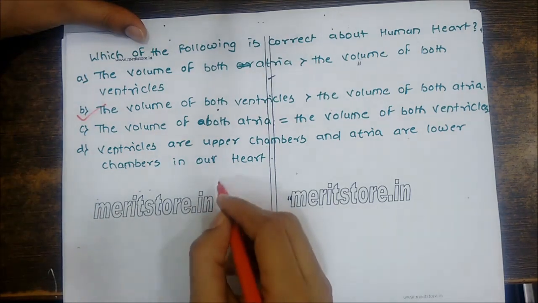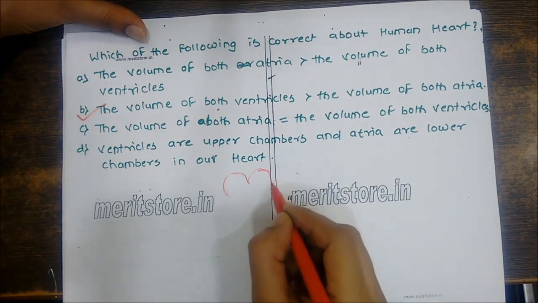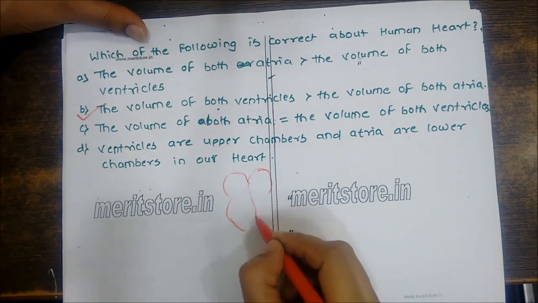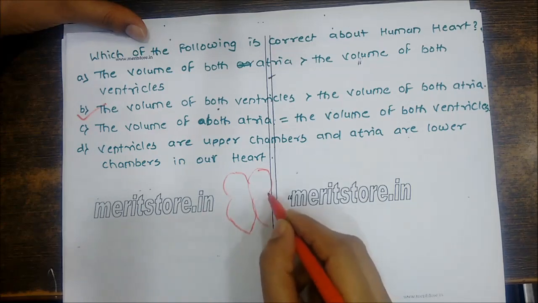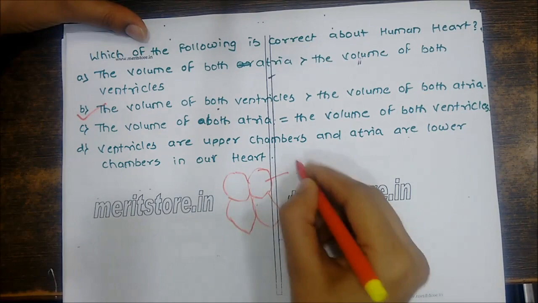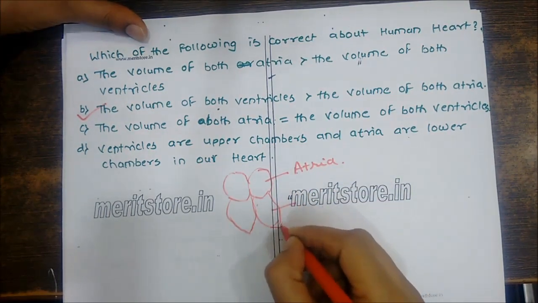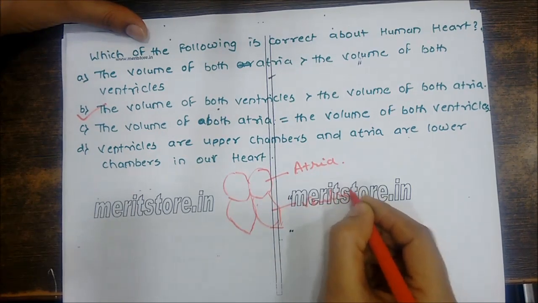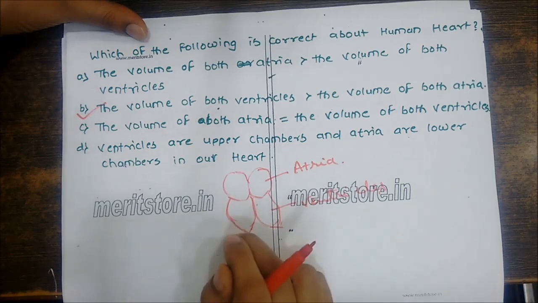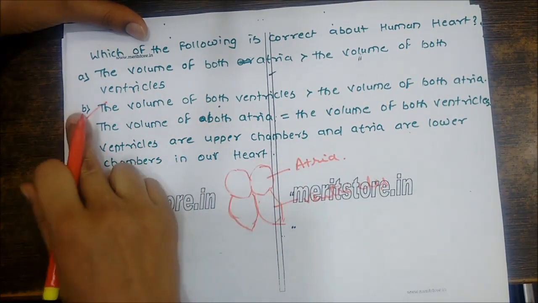As we know, in the structure of the heart, we can see that ventricles are bigger as compared to the atria. This is our atria and these are the ventricles, and we can see that the volume of these ventricles is greater as compared to the atria. So the answer is B.